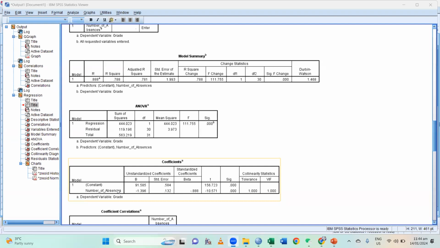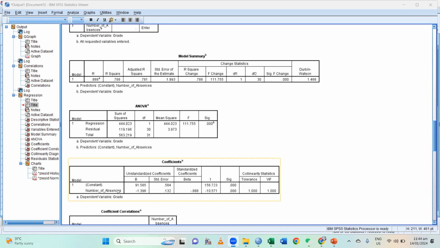Okay, according to Ma'am Abigail, y equals negative 1.396. Ma'am, may kulang. Ma'am Abigail, may kulang, no? Di mo ibutang si x. Upod ni negative 1.396 or upod ni 91.505.